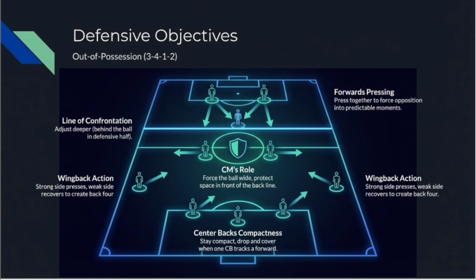With the line being dropped deeper, the forwards need to press together. So we're going to look at moments from our previous game where that objective was met or it wasn't met. Then we know that the rotation is that when the ball is on the strong side of the field, we want that wingback to jump up and to be able to pressure the ball. The weak side wingback, so the wingback on the opposite side, we want to drop back and tuck in to become a part of the back line.